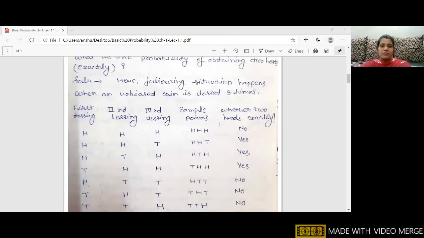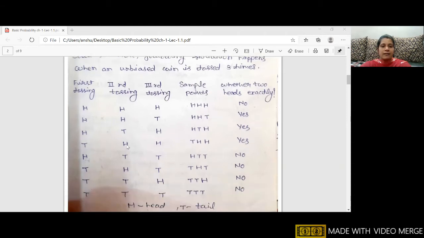So the sample point is head, head, head. Next, first is head, second is head and third is tail: H, H, T. Then first head, second tail, third head: H, T, H. Fourth is tail, head, head: T, H, H. Next is H, T, T. Next is tail, head, tail.